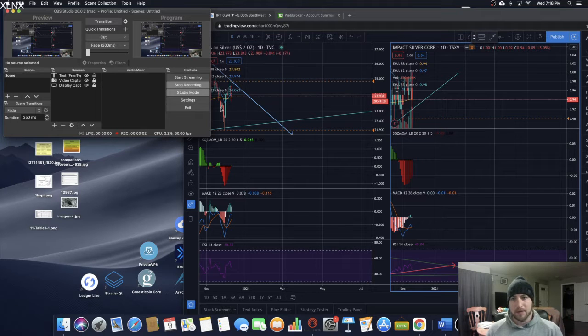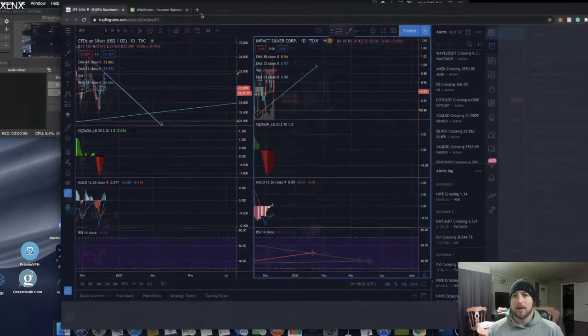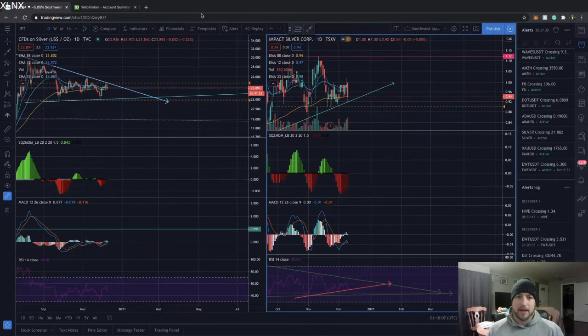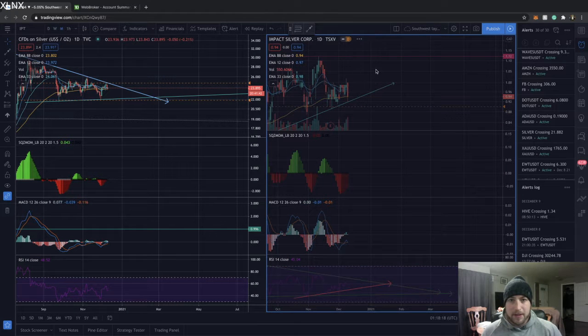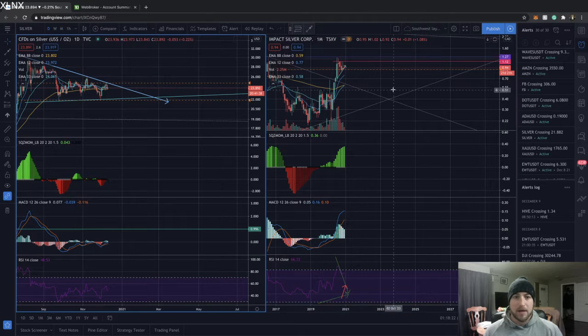Good day, it's Wednesday, about 7:15, and we're going to take a detailed look at silver and the IPT ticker. I've got two charts here side by side, and I guess the first thing to do is just pull it out, which is always good etiquette.